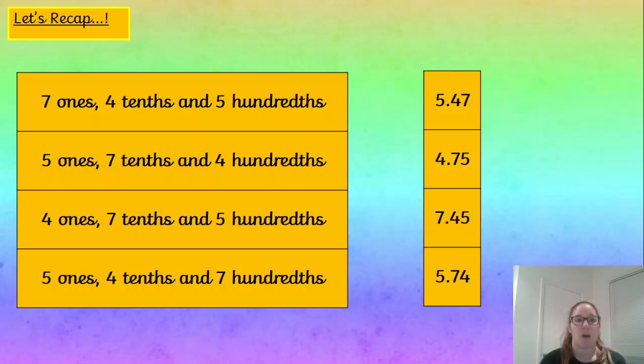Okay, so 7 ones, 4/10 and 5/100ths. We've only got one of those which has got 7 ones, and that's this one. So it's got 7 ones, 4/10 and 5/100ths.